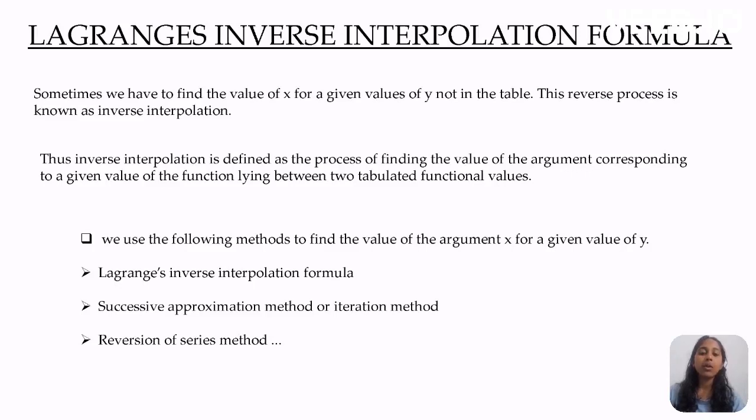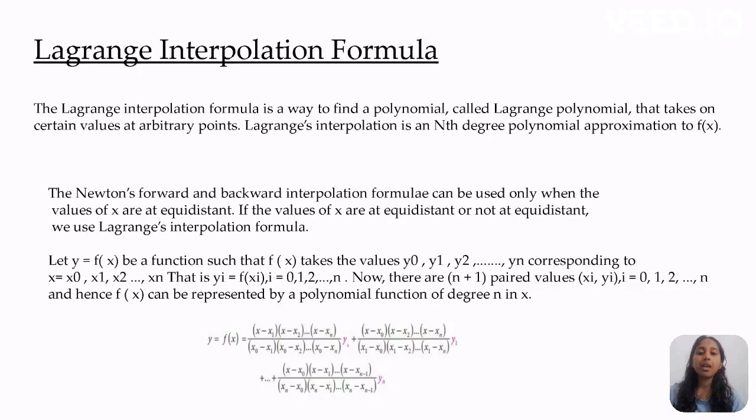We use the following methods to find the values of the argument x for a given value y: Lagrange's inverse interpolation formula, successive approximation method, or iteration method, reversion of the series method. Lagrange's interpolation formula. Lagrange's interpolation formula is the way to find the polynomial called Lagrange's polynomial.